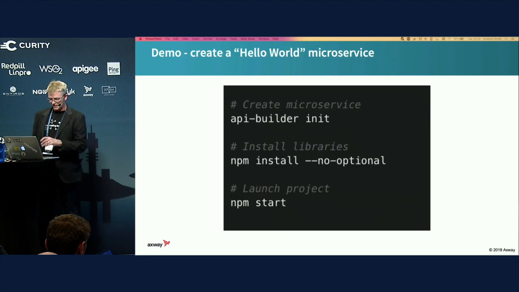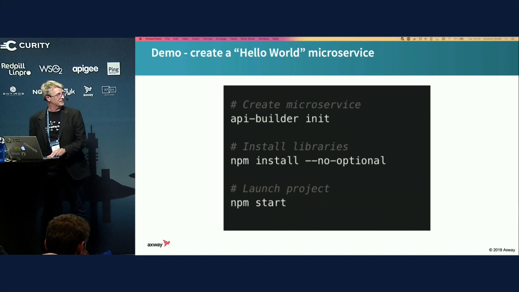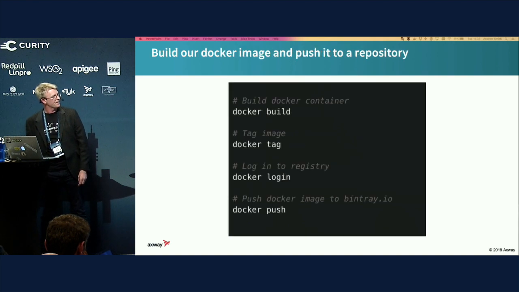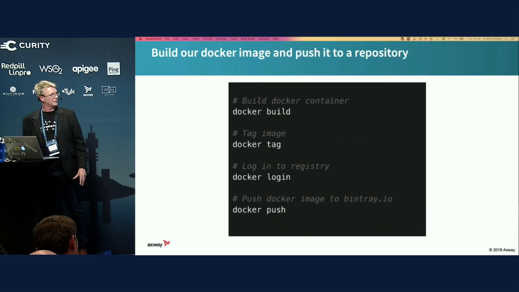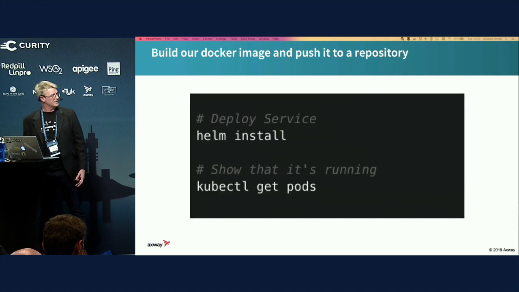So I'm getting towards the demo now. I'm going to create this really simple Hello World service. I'm going to use an Axway tool called API Builder. It's a Node.js app, low-code microservice development. So we'll quickly create a project. We'll then take that project, build it into a Docker image, and push that into a registry. And then I've got a pre-prepared Helm chart that we'll use to install that service into our service mesh.